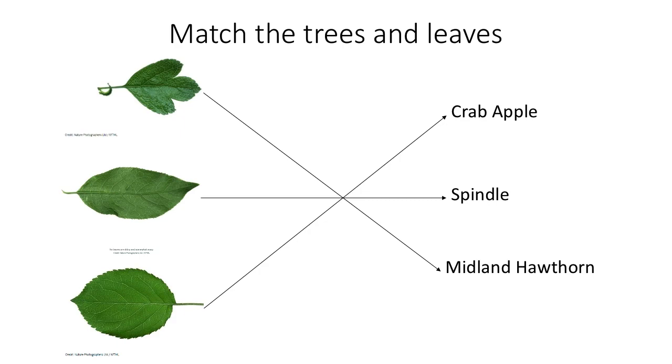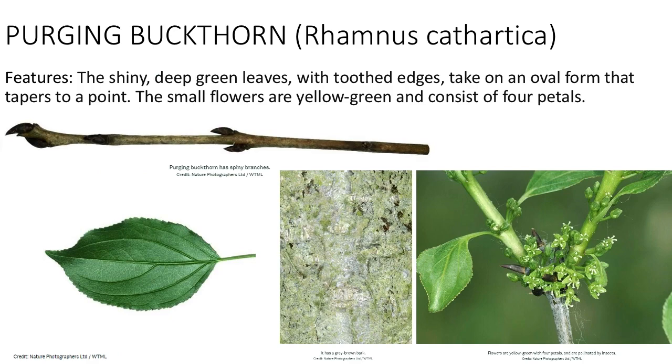Okay, moving on, hopefully you were able to get those. Next we've got this purging buckthorn tree. So the key features for the purging buckthorn are that it has these shiny deep green leaves with toothed edges, and they take on an oval form that tapers to a point. The small flowers are yellow to green, and they consist of 4 petals. So you can see them in this bottom right hand picture. Quite small flowers, but you can see quite distinctively that they've got these 4 petals.